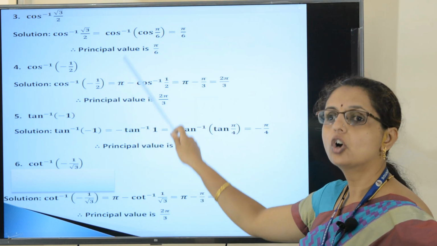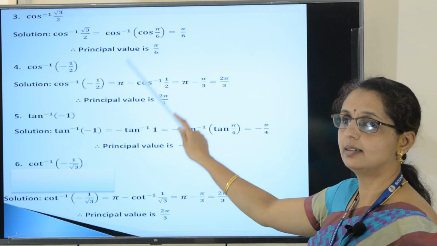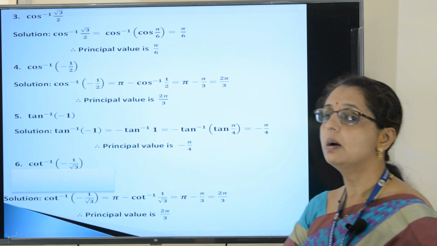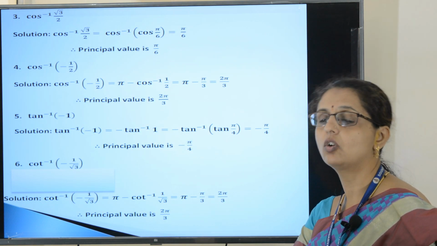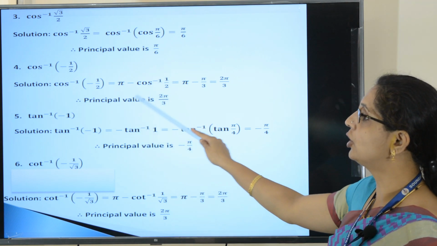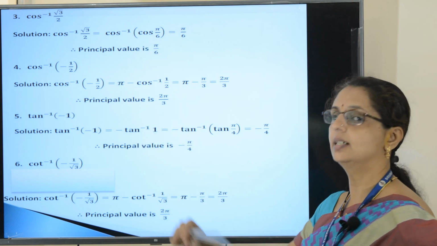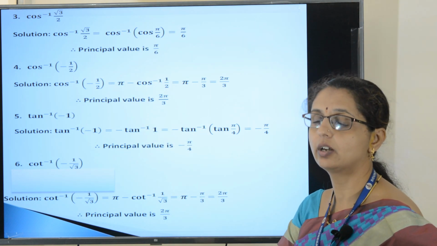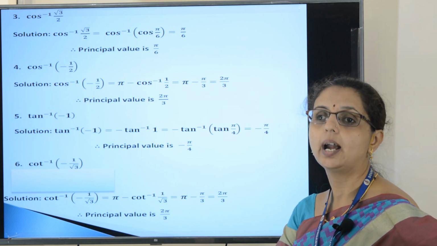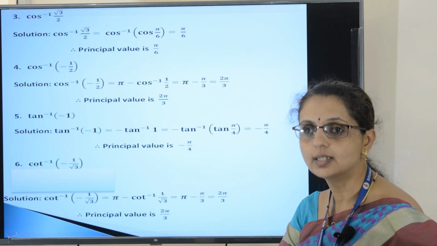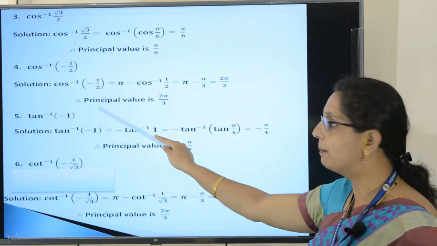Fourth question, cos inverse only it is, but I have included one minus sign. That inclusion of minus sign makes a good difference in our solution. Observe, concentrate how I am going to first exclude that minus sign. Cos inverse of minus x. What is the formula according to that remark? Cos inverse of minus x is pi minus cos inverse x. In this question, x is what? X is 1 by 2.